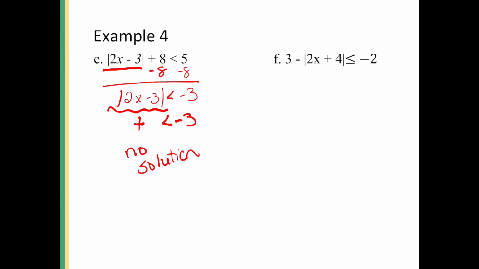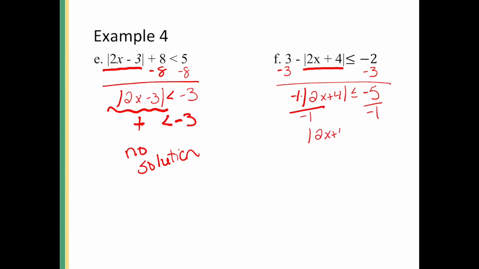Part F over here, we need to, again, get the absolute value by itself. So the first thing I need to do is get rid of this 3 out front, so I'm going to subtract it. So negative absolute value of 2x plus 4 is less than or equal to -5. This negative out front is like having a -1 that we're multiplying. So I need to divide by the -1. Absolute value of 2x plus 4, when I divide by a negative, it flips that sign to greater than or equal to 5.